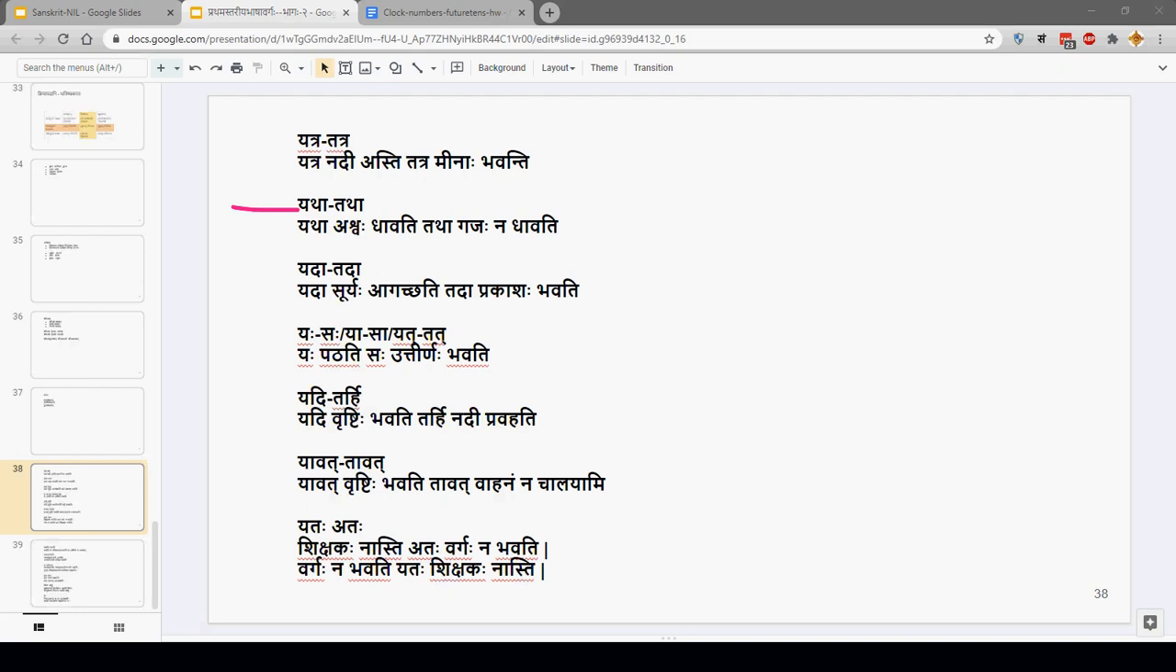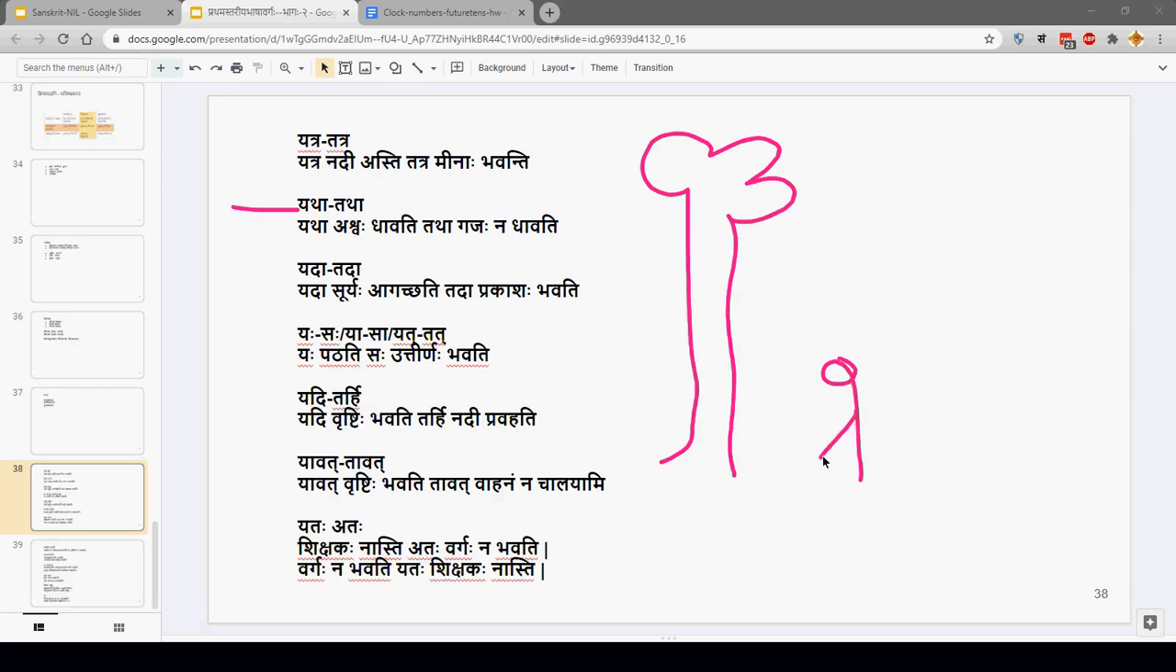Yatha, even you can use it for comparison. We are actually comparing, like yatha tatha, this, that. So yatha rukshaha unnatah asti tatha balakah unnatah nasti. So, like that we can also say.